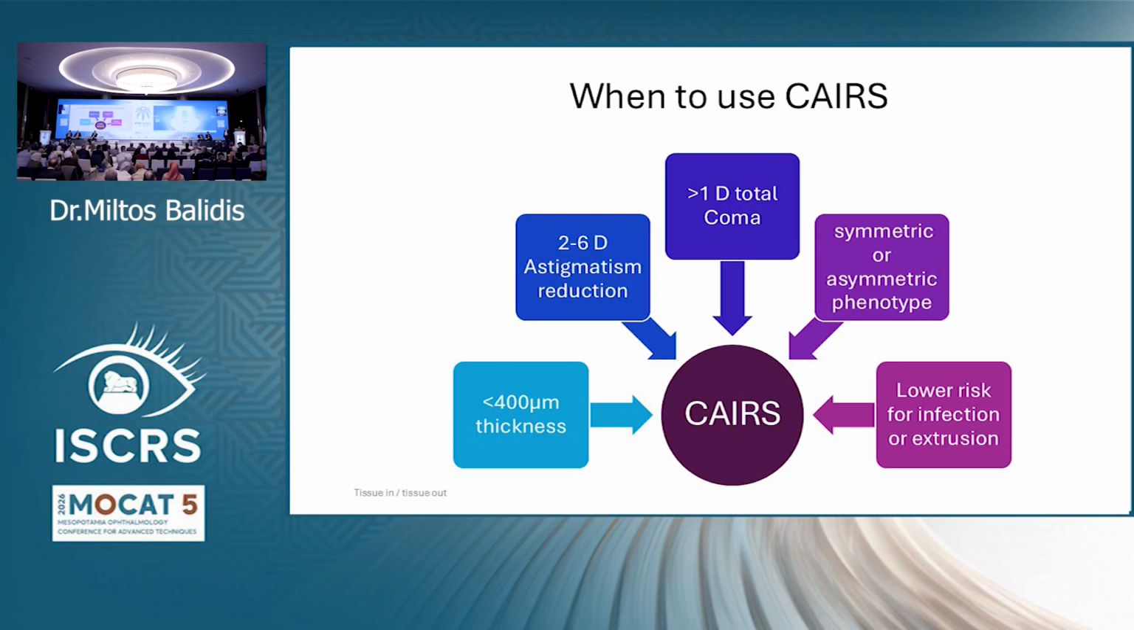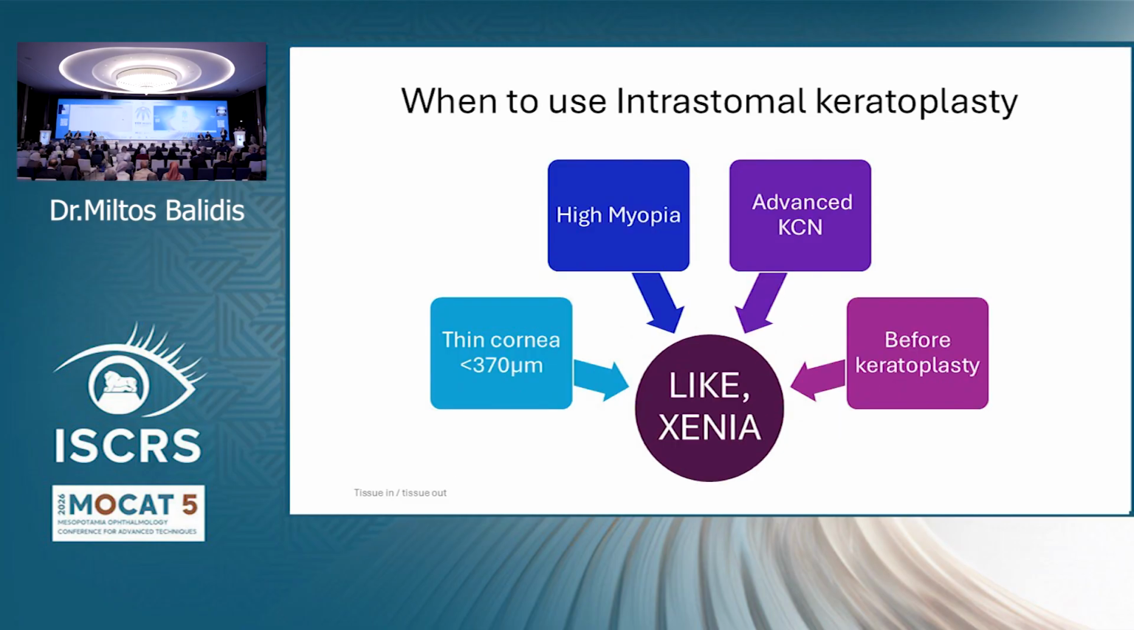When to use intrastromal keratoplasty, either in the form of taking a piece of a lenticule from SMILE or even Xenia? When they have an even thinner cornea, 370 or even less, cases which otherwise you would do DALK, in high myopia, in advanced keratoconic cases, and before commencing keratoplasty, just as a measure to halt the progression. So this is just to help you navigate and try to get a roadmap of irregular astigmatism and what to use.